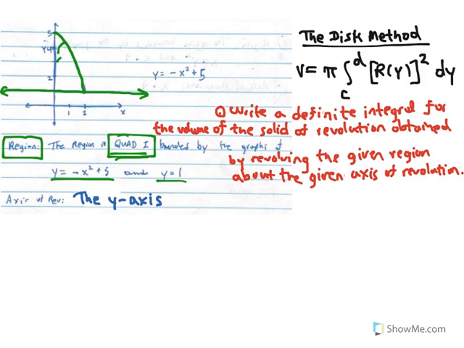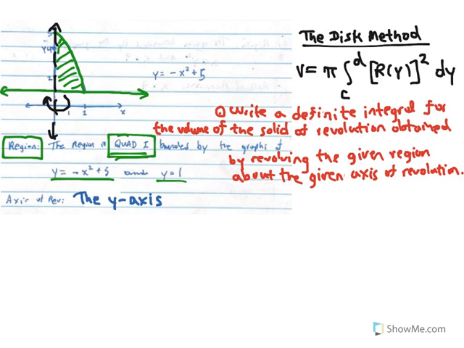So here's our region. And we want to take this region and revolve it about the y-axis. So here is our axis of revolution, the y-axis. So we will take our region and revolve it about the y-axis, and that will give us a solid of revolution.